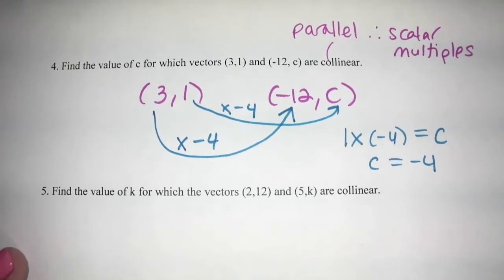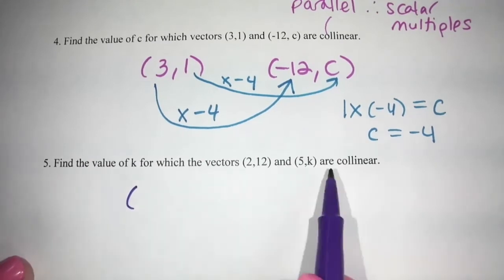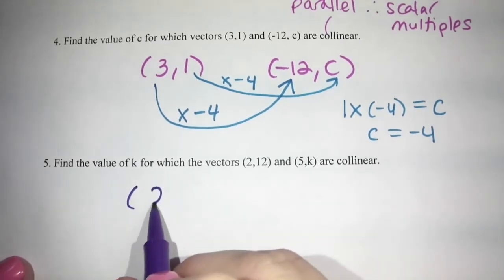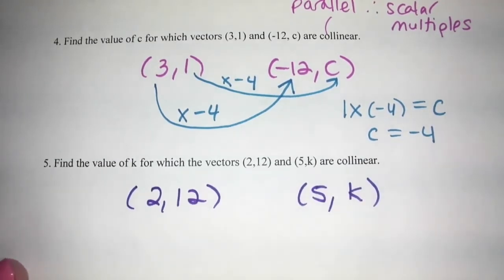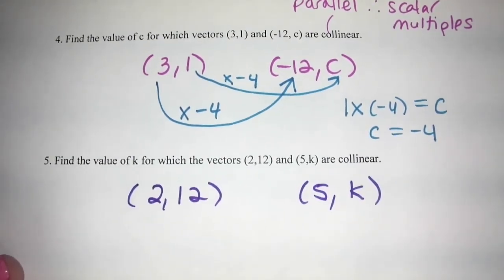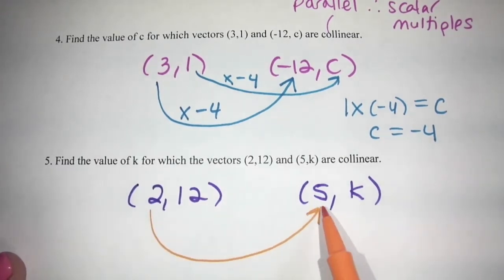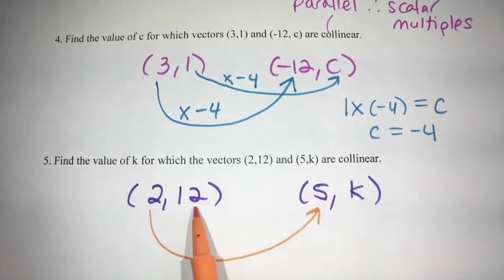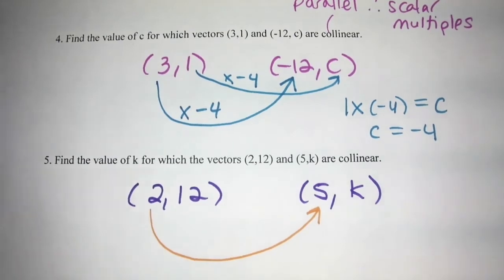Now usually on the exam, they tend to use fractions just to make it trickier. So something like, find k so that these two vectors are collinear, is a little bit trickier. So we have 2, 12 and 5, k. And we ask ourselves, what number can we multiply by to get from 2 to 5? Well, if it was a 6, that'd be easy. We'd say, oh, 2 times 3 is 6, 12 times 3 would be 36. So if this were a 6 instead of a 5, it'd be a lot easier.